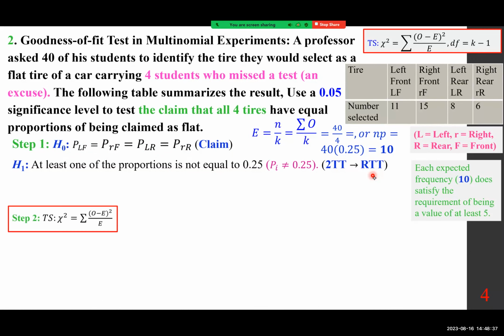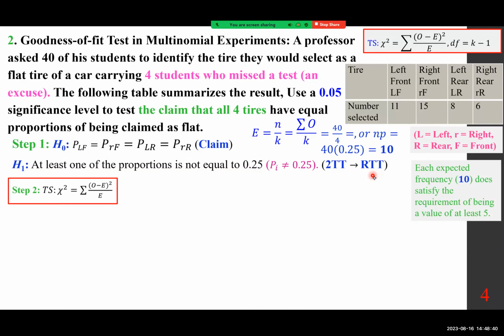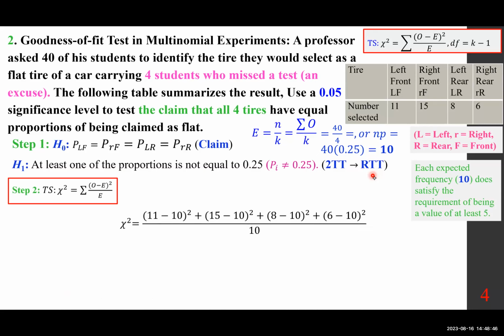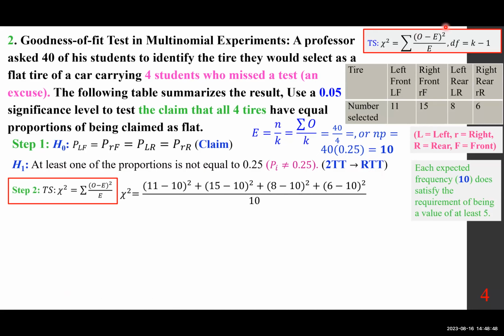Let's calculate the test statistic. Again, you don't have to do this by hand, but we have only 4 categories. It can be easily done by hand. So following this formula, 11 minus 10 squared, 15 minus 10 squared, 8 minus 10 squared, 6 minus 10 squared, add them up, divide by the expected value, which is 10, and we get 4.6.